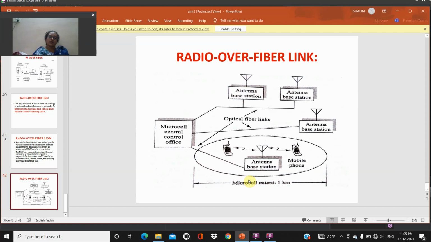This is the radio over fiber link. Here the microcell central control office is there, and through this office the antenna base stations are connected. Optical fiber links propagate to the different antenna base stations, and from mobile to antenna base station there should be an antenna. So here it is propagating the communication between the transmitter and the receiver. The microcell extent should be up to 1 kilometer.